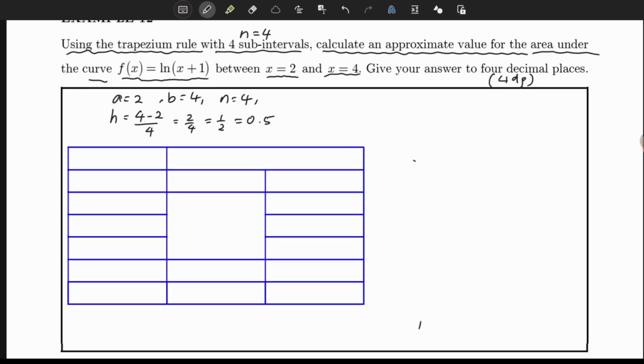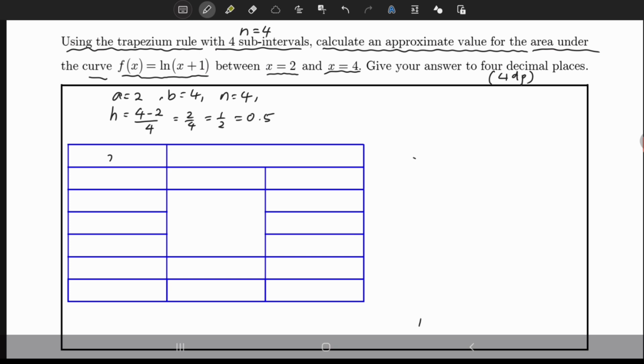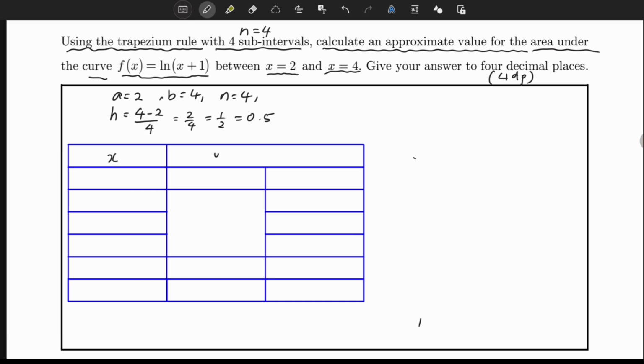So plot the table. This will be the values for your x, this is the value for your y, so y equals f(x). Our f(x) is ln of (x plus 1). So x0 will be 2, x1 will be 2.5, x2 is 3, x3 is 3.5, x4 is 4.